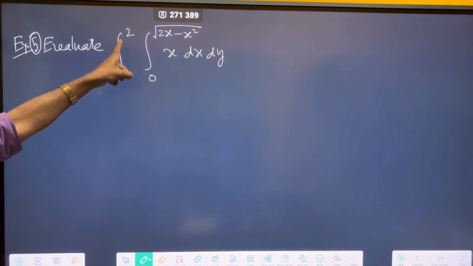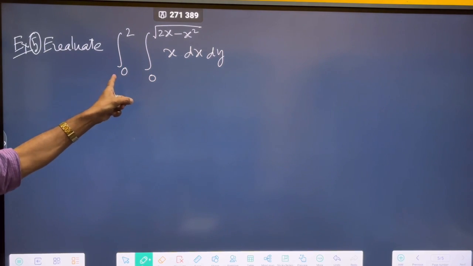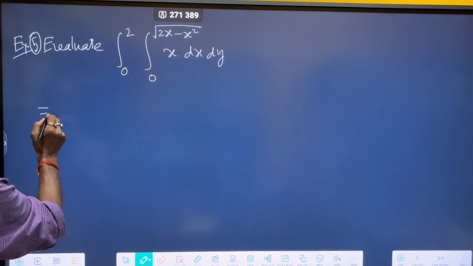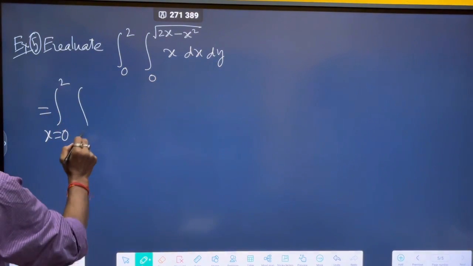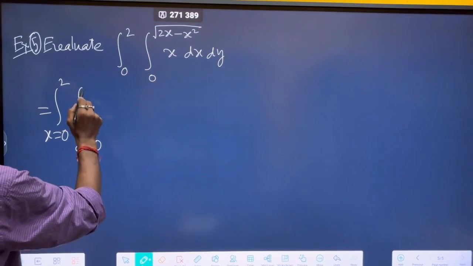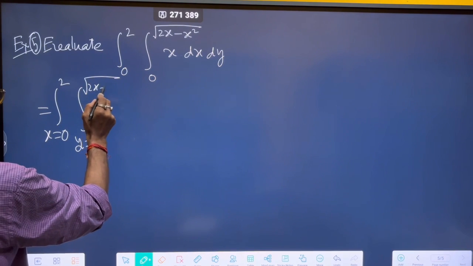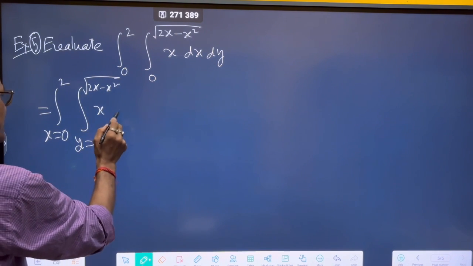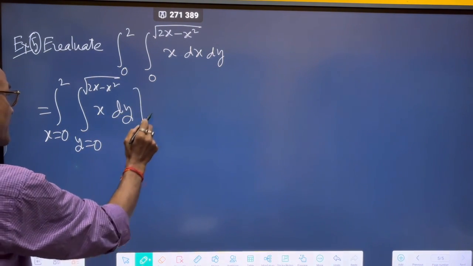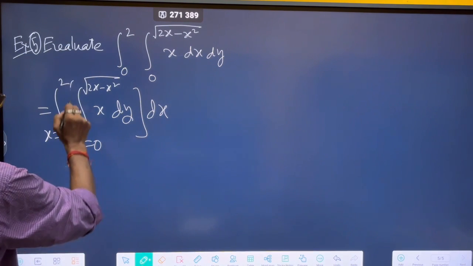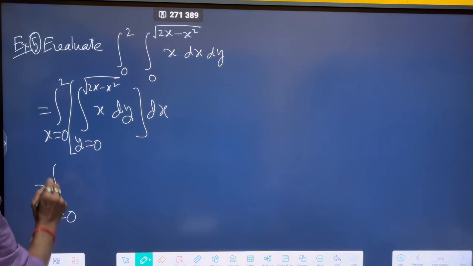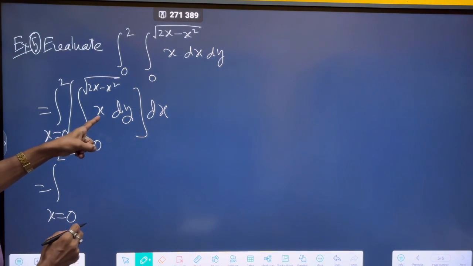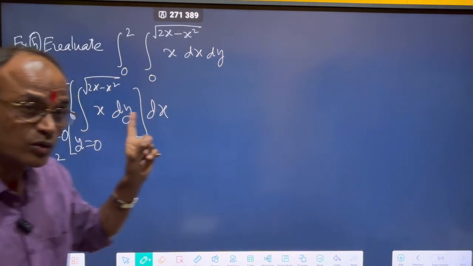Now, x goes from 0 to 2, and y goes from 0 to root over twice x minus x square. So we have the integral of x dy dx, with x from 0 to 2. Now x is constant. First integrate with respect to y.